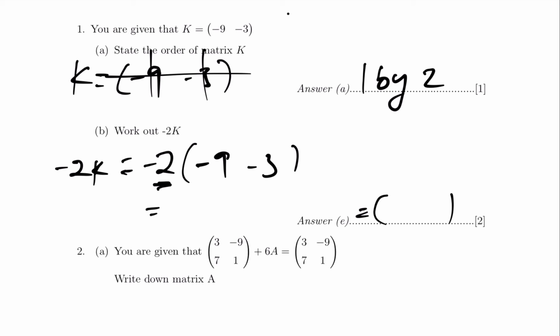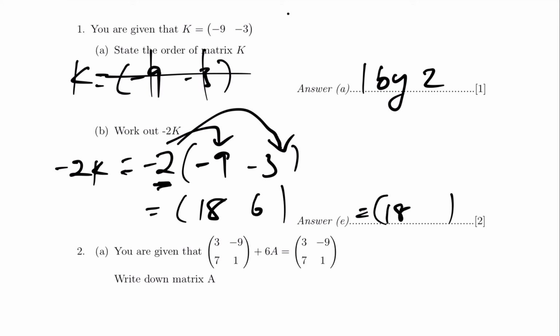So here we say -2 times -9, we get 18. And then -2 times -3, we get 6. So our answer is 18, 6. That's how we do that. Okay, so we move on now to number 2.